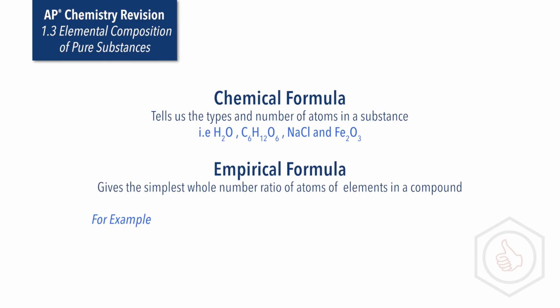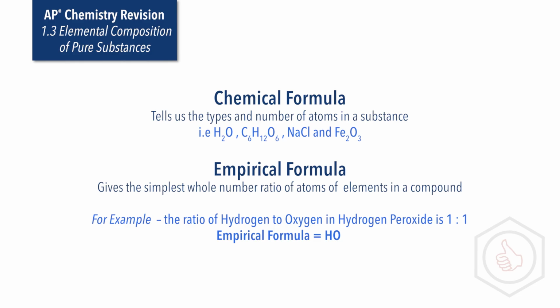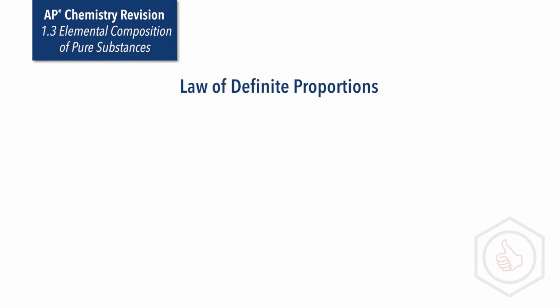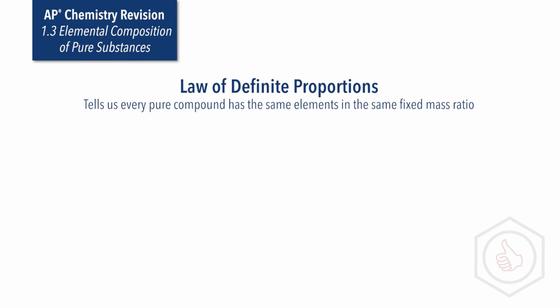For example, the simplest whole number ratio of hydrogen to oxygen in hydrogen peroxide is 1:1, giving an empirical formula of HO. The law of definite proportions tells us that every pure compound has the same elements in the same fixed mass ratio, so even if we have different samples of a compound, the mass ratios will always be the same. This sounds more confusing than it is.